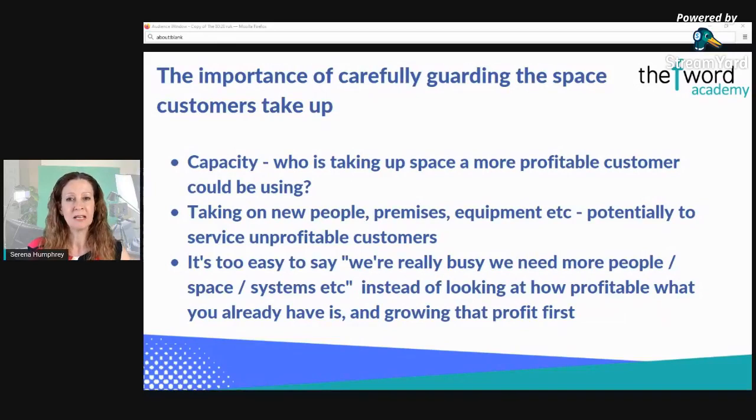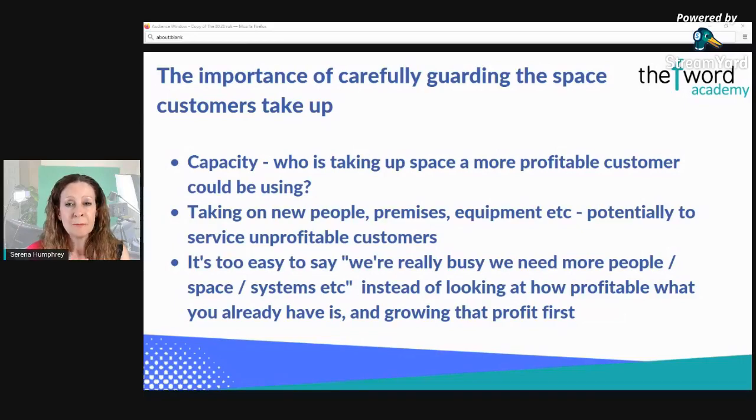So I really believe in carefully guarding the space that your customers take up in your business, because every customer is using up real estate, if you like. They're using your people's resources, they're using up licenses on your software. It costs money to service a client. So think carefully about who is taking up that space in your business. Could a more profitable customer be in that space?